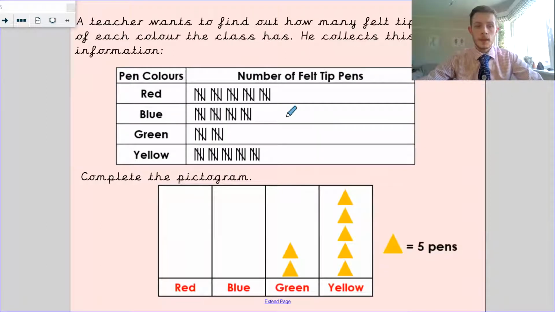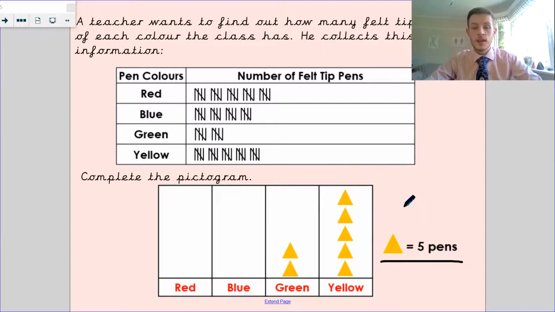Next one. A teacher wants to find out how many felt tip pens of each colour the class has. He collects all this information. So he goes around and counts how many red there are, how many blue, how many green, how many yellow. Now, instead of making a pictogram where we need to put in 5, 10, 15, 20, 25 shapes or objects to show that it's 1 per object, our key now tells us that each object is worth 5 pens.